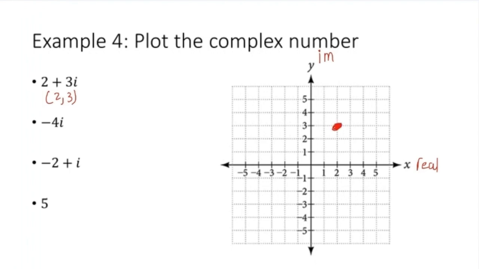Now, what about negative 4i? Where would that go in the complex plane? Well, this is a pure imaginary number. Remember, pure imaginary numbers can be written as 0 plus that number, or in this case, 0 minus 4i. So our real part is 0, our imaginary part is negative 4. So (0, negative 4), we would plot down there.